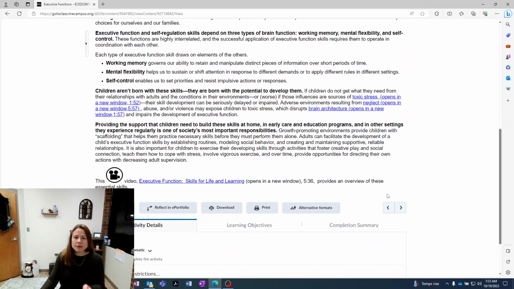So remember, children are not born with these skills. They develop them, and they have the potential to develop them. But it's up to us to help support them. Sometimes they don't get what they need, like from their relationships, say, with their parents. Sometimes it's their environment, right? So think about any child who maybe is developing toxic stress in their life, or maybe they have experienced neglect or abuse, or maybe violence. Some of these things can disrupt how the brain works, and at that point it impairs the development of executive function. So then there's an issue. So we have to encourage parents to help build these skills at home. There has to be that home to school connection. We in our classrooms have to help promote and provide support for these children, because this is really going to help them for their whole entire life.